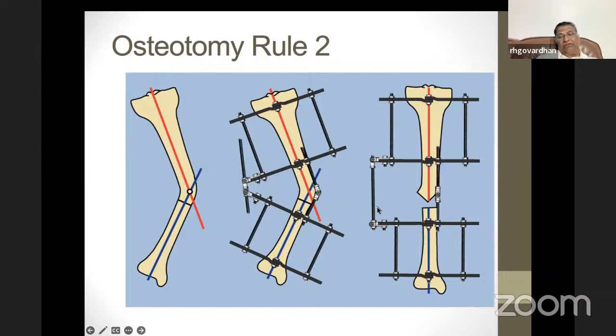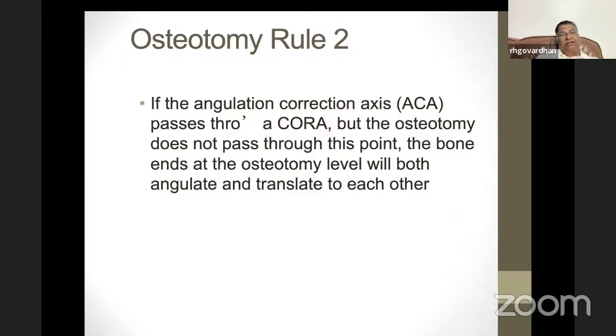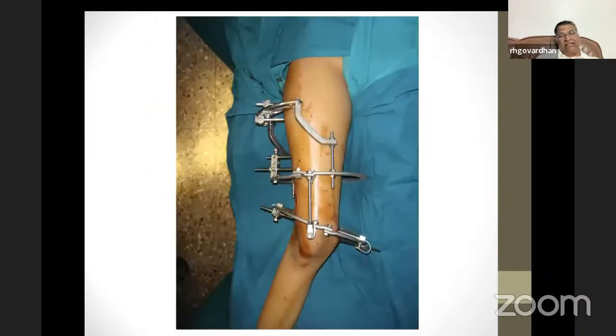When you do that, you get a correction with angulation and translation of the distal fragment. That is what the osteotomy rule 2 is. If the angulation correction axis passes through a CORA, but the osteotomy does not pass through this point, the bone ends at the osteotomy level will both angulate and translate on each other.